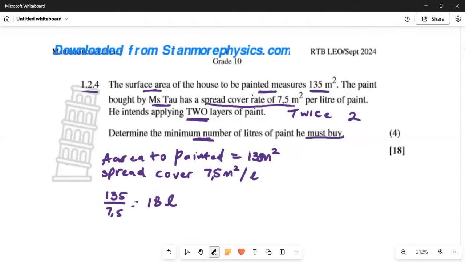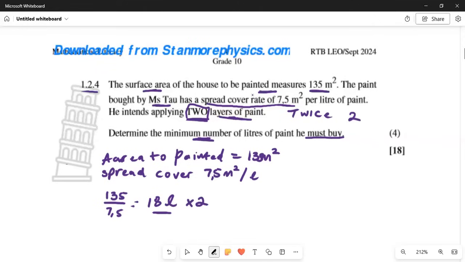But we are told that he wants to paint it twice. So we are saying how many liters he must buy. For once it is 18 liters, that is for one coat. But we are saying times 2 now, for 2 layers of paint. So that is 18 times 2.